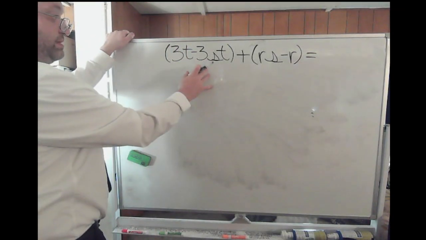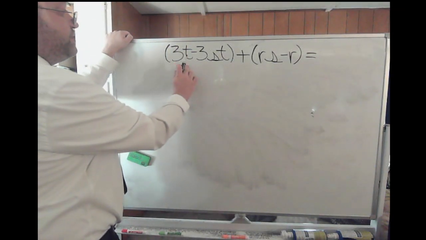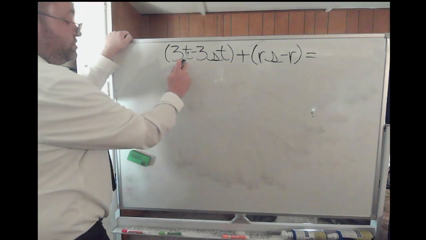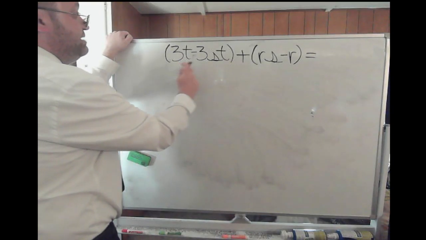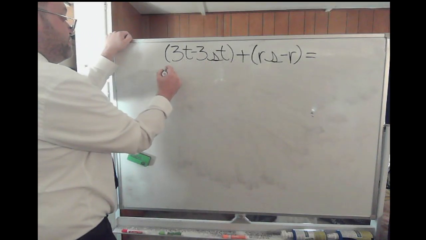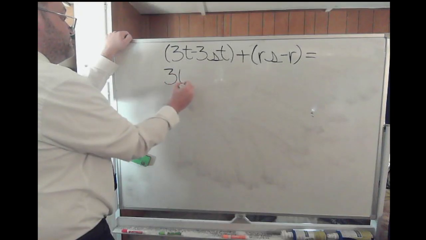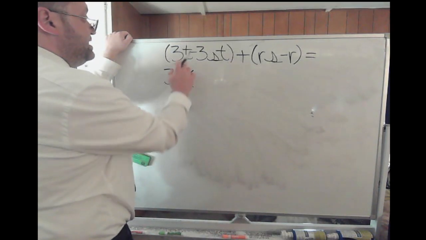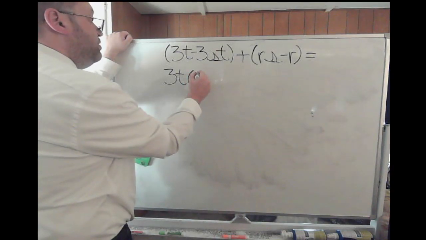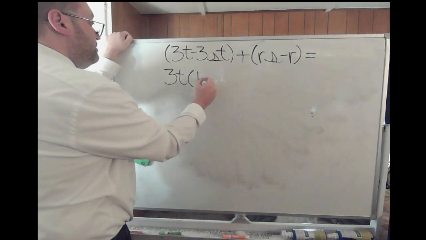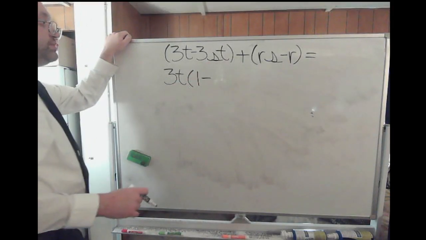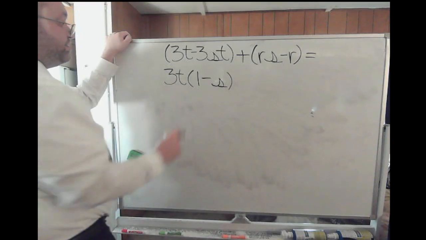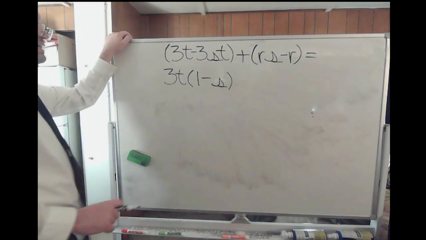So let's take each term individually again. Let's start with 3t minus 3st. Just focus on that piece. Well, what do the two terms have in common? They have a 3t in common. Then if you take your parentheses and distribute, 3t times what equals 3t? Well, that'd just be 1. Minus, now 3t times what equals 3st? Well, that'd just be s. So you would get 3t times the quantity of 1 minus s.